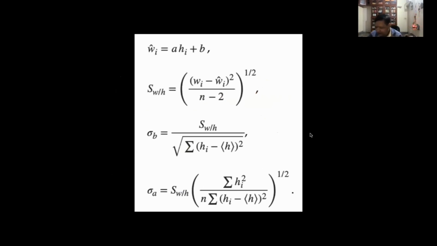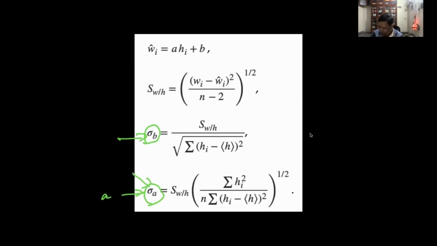So we can get the standard deviation in A and B. This is a measure of error. If the standard deviation is large compared to the mean, or the A value, then you have to be careful. You should choose more points. So this is something people always compute.